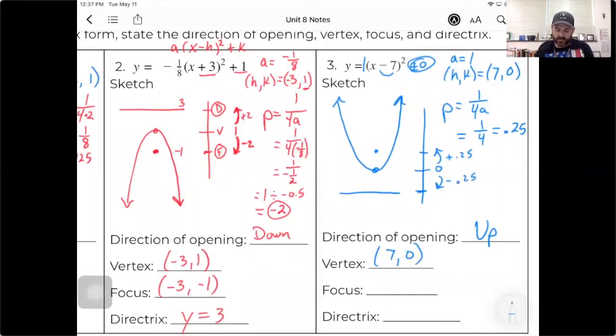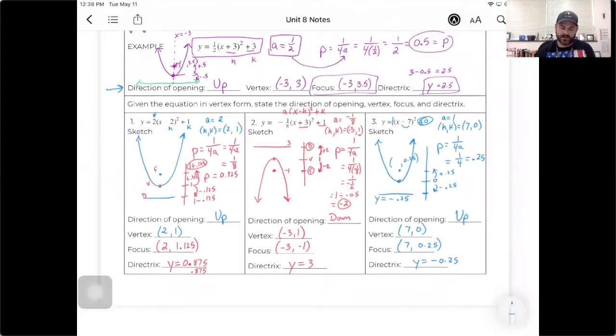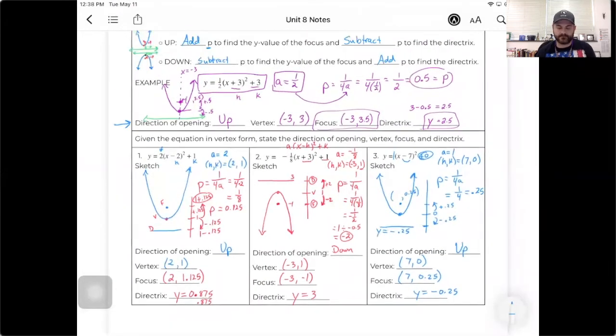Well, 0 plus 0.25 is going to be the y value, 0.25. 0 minus 0.25 is the y value, -0.25. So my focus has the same x value as my vertex, and the y value 0.25. My directrix is the equation y = -0.25. All right, let's move on to another kind of example.